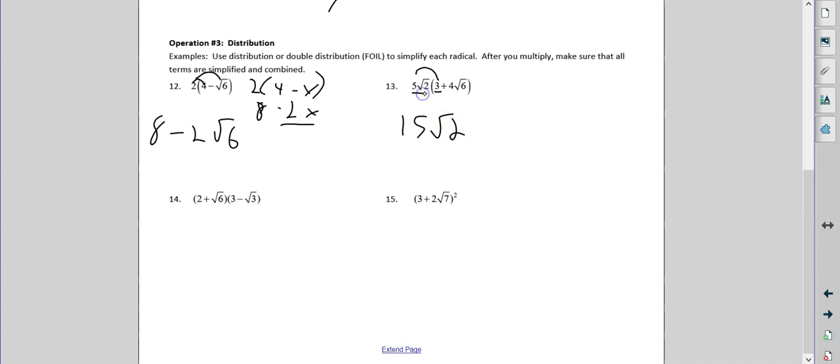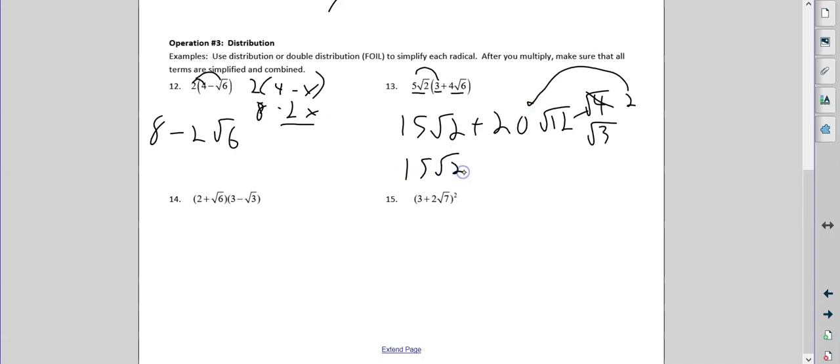Now, on this one, we're going to do outside, outside. So 5 times 4 is 20, and radical 2, radical 6 is radical 12. Now, you must always stop and see, can I go further and simplify? Yes, you can. This is 4 times 3, radical 4 times 3. This becomes a 2 times this 20. So that gives us 15 radical 2 plus 2 times 20 is 40 radical 3. And again, those radicals are not the same, so we are done.